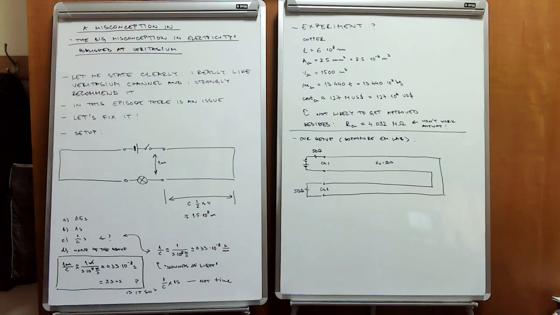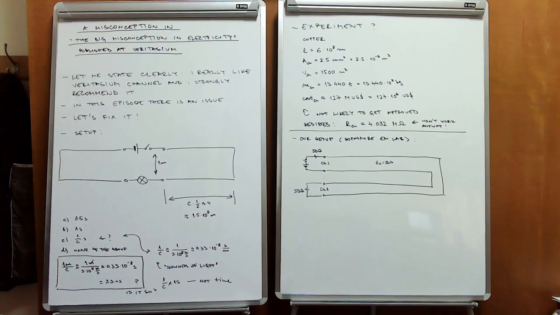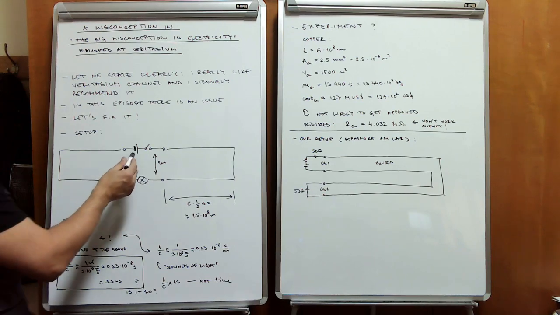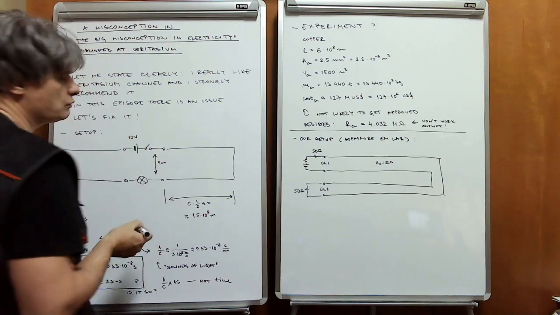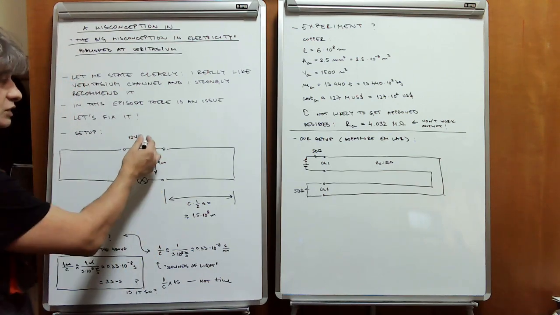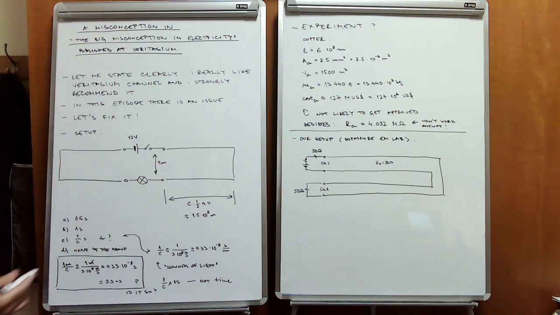In that particular episode, there was an issue and we're going to try to fix it and to clarify what's going on there. So, what was the setup proposed in that video? You have a battery, which turned out to be, I guess, 12 volts, which is not important actually, then just a simple plain switch, and 1 meter apart, there was a light bulb.